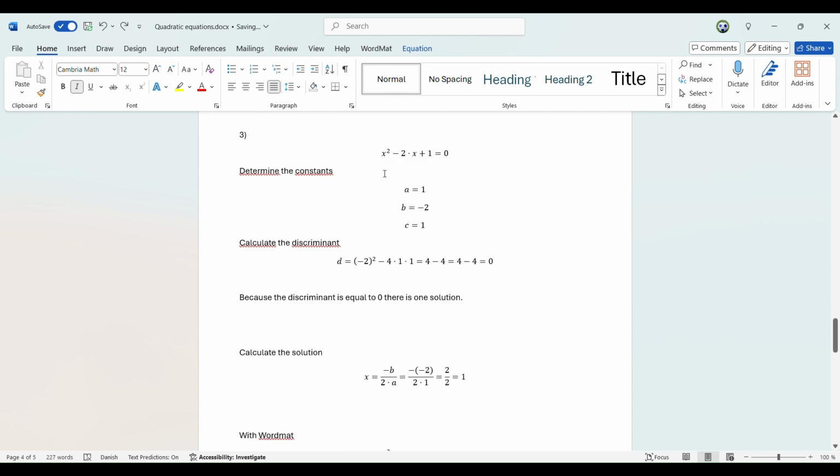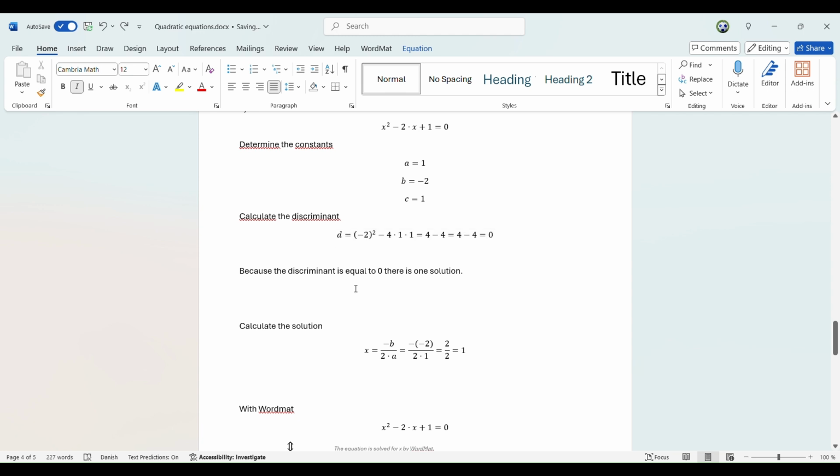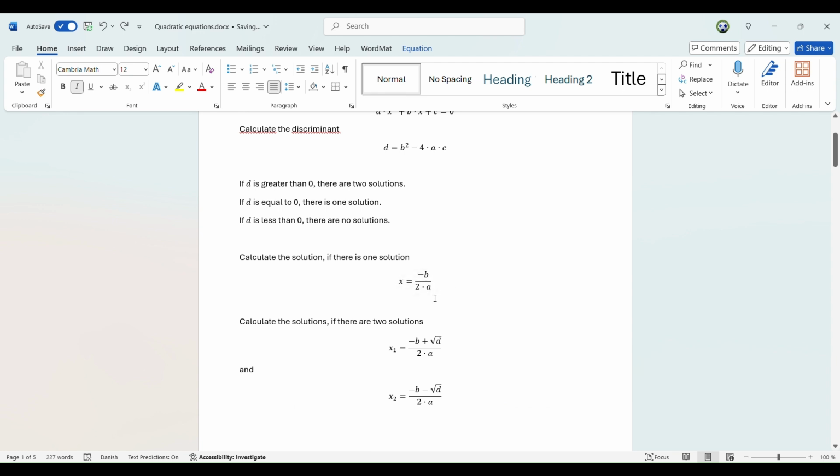Our third example, we've got this quadratic equation this time, x squared minus 2 times x plus 1 equals 0. So a is what's in front of x squared, that's a 1. -2 is our value for b, and +1 is our value for c. And now we calculate the discriminant once again, b squared minus 4 times a times c. Just take our numbers here and put them in. That equals 4 minus 4, and that's 0. So because the discriminant is 0, there's only one solution, and we have to use this formula up here.